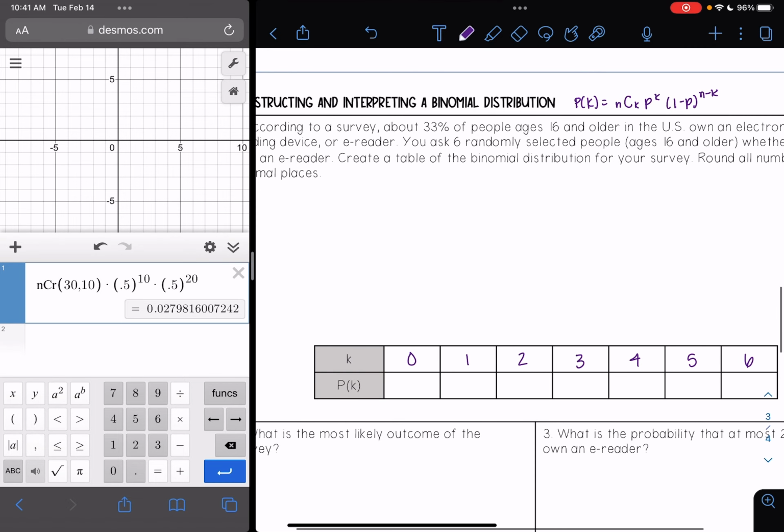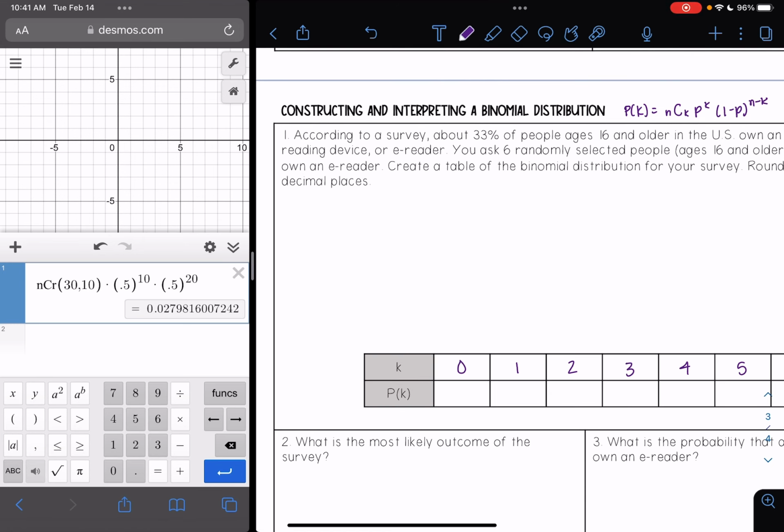So here my n is 6 because I am surveying 6 people. My k is going to be all of these possibilities. And then I need to figure out what's my p and what's my 1 minus p. So p, remember, is my probability of people having an e-reader. And it says in my problem that 33% of people have an e-reader. So I'm going to change that to a decimal. That means that p is 0.33. Then plugging into that formula, 1 minus p is equal to 1 minus 0.33, which is equal to 0.67.